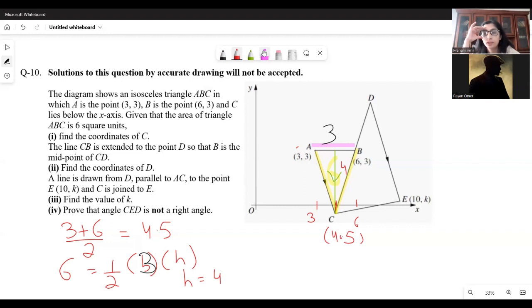So now can you give me the y coordinate of C? Yes, miss. That would be 4. Or -1. Sorry, yes, -1. -1, not 4. It's going to be 3 minus 4, which is going to be negative. So 4.5 comma -1 are the coordinates of C.